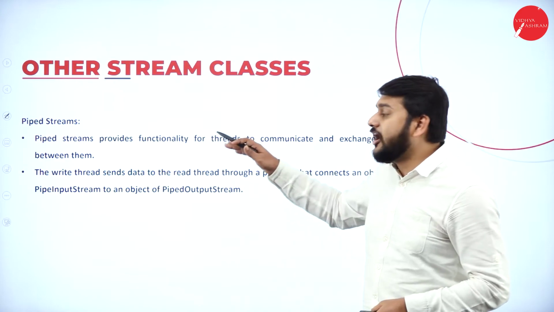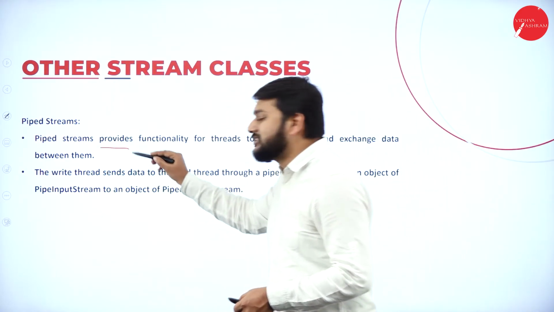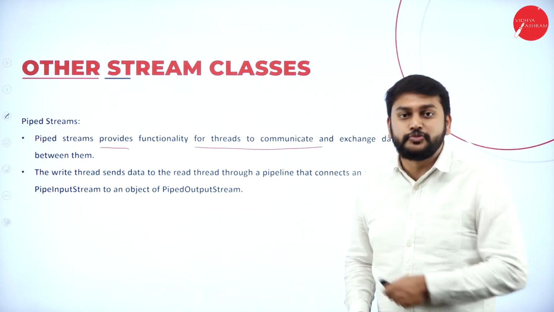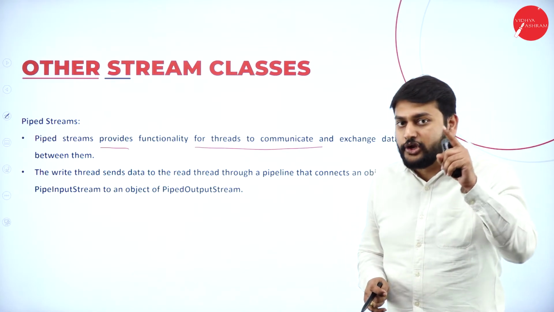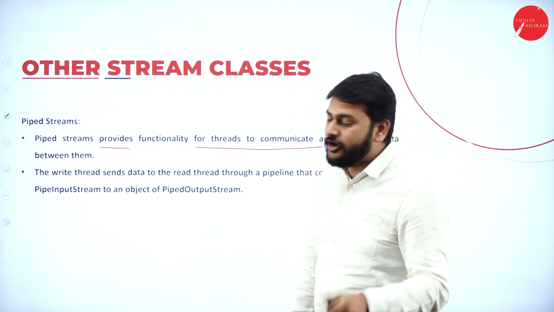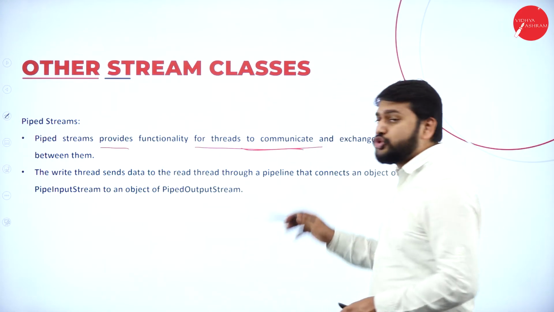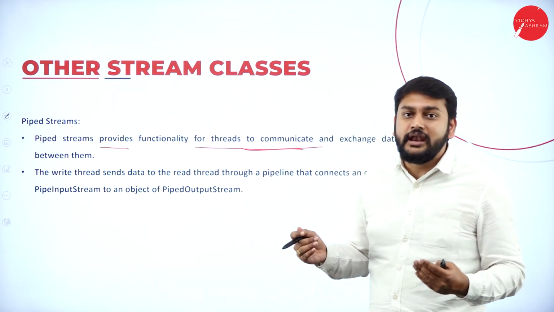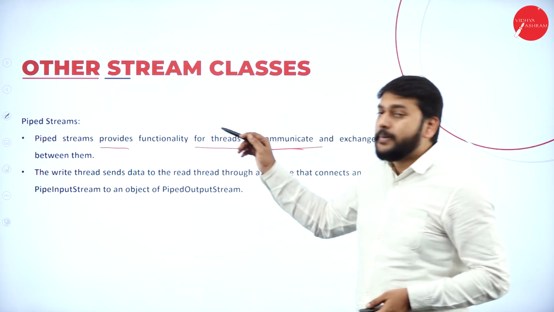Moving forward, I have pipe streams. Guys, listen to me carefully. Pipe streams provide the functionality for threads to communicate, and also help me to exchange the data. That is one of the important advantages that you need to remember. I repeat the statement for all of you. Pipe streams provide the functionality to communicate with the help of threads, so it helps me to communicate and to exchange the data.